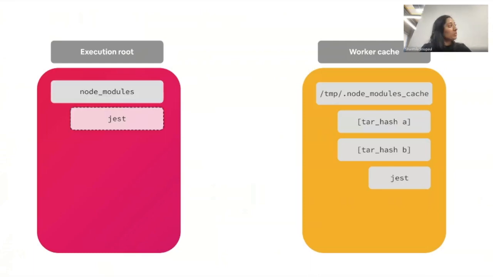In our execution route, we just lay things out the way that Node.js expects it to exist. And here, just is not really existing in this route. It is going to be a link to the worker cache. So when we're running our action and we actually don't see this package in our cache, we will untar it into that location and create this link again.